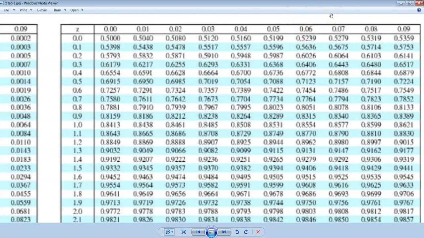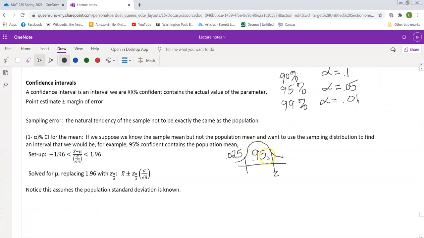If we wanted to do a 99%, we'd be looking for 0.005 in the right tail, so 0.995 in the left tail. And if we were looking for 90%, this would be 0.05 in each tail, so we'd be looking for 0.95 in the middle of the table. I'll let you guys try that though.